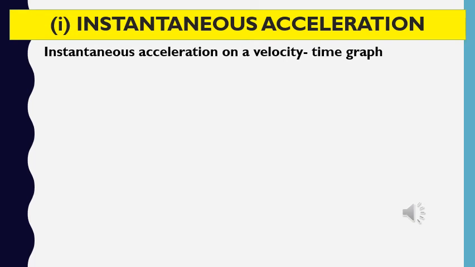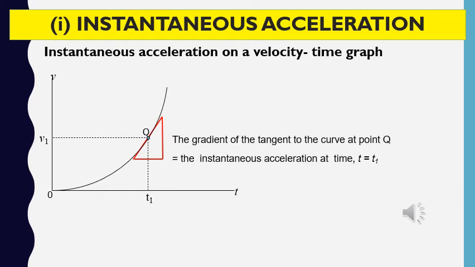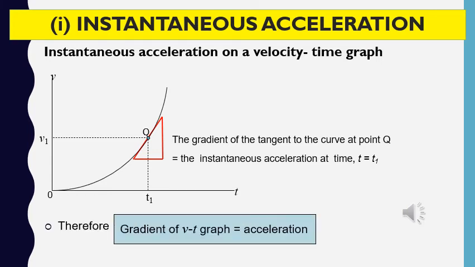We also can determine the instantaneous acceleration through a velocity-time graph. In the following figure, instantaneous acceleration at time t is the gradient of the tangent line to the velocity versus time graph at time t. Therefore, in a graph of velocity versus time, instantaneous acceleration is the gradient of the tangent line.